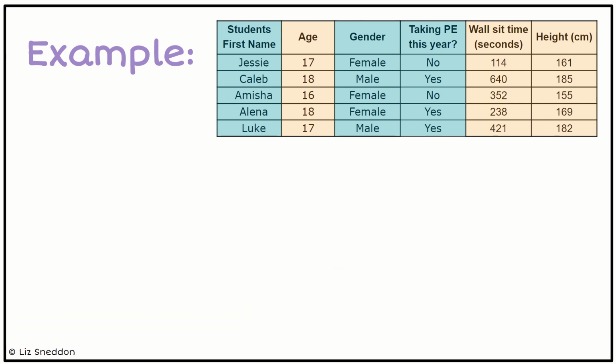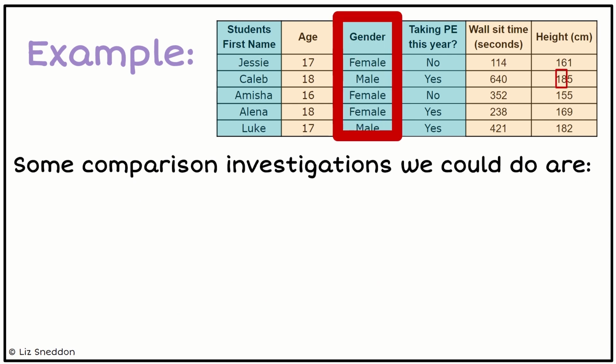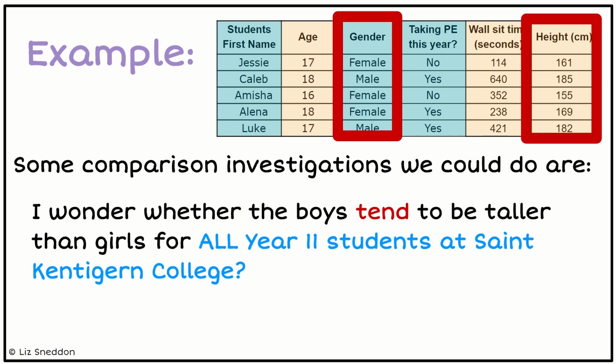So let's look at choosing two variables. I want to choose one numeric and one categorical. So in this case, I'm going to choose gender and height. And now I'm going to write a question. So I need to think, well, who do I think might be taller? And in this case, I'm going to say, I wonder whether the boys tend to be taller than girls for all Year 11 students at St Kentigern College. So I'm referring to the population.